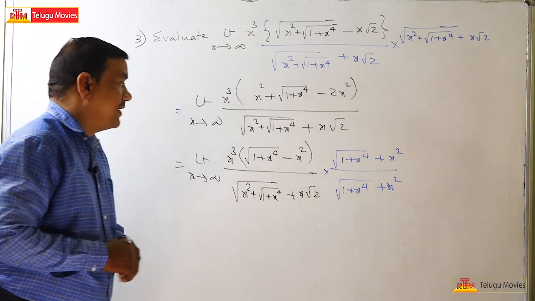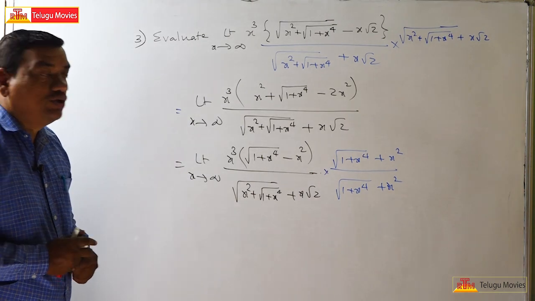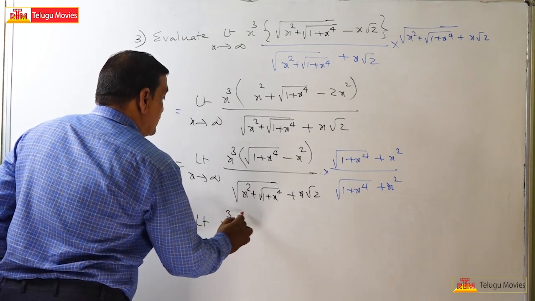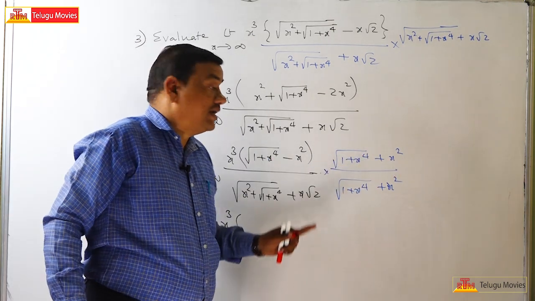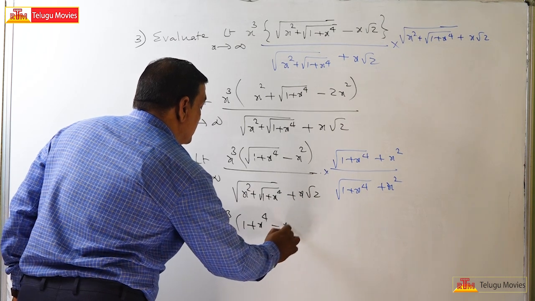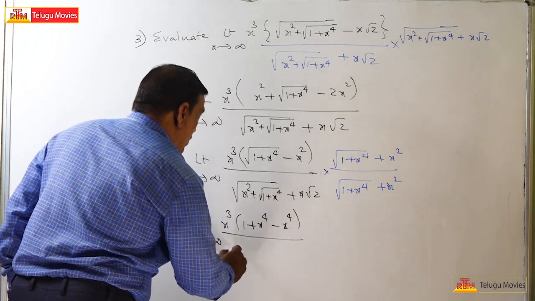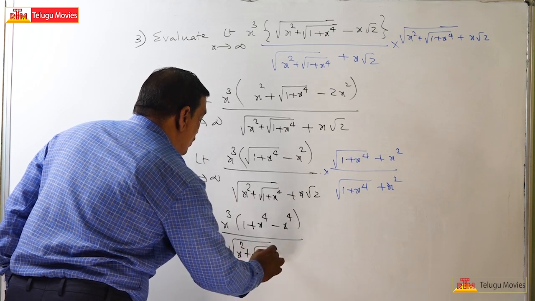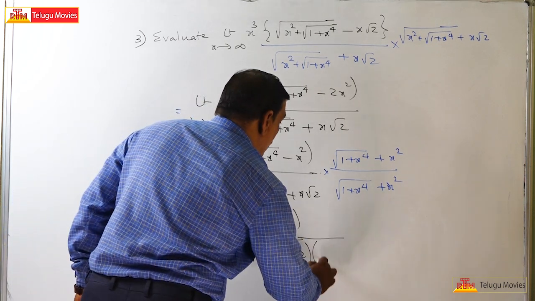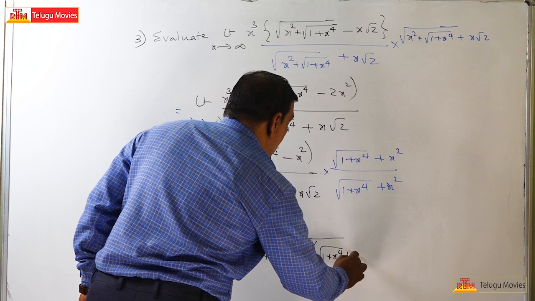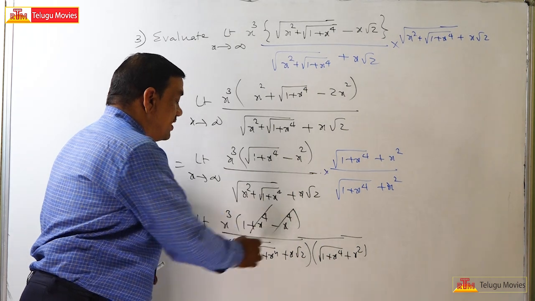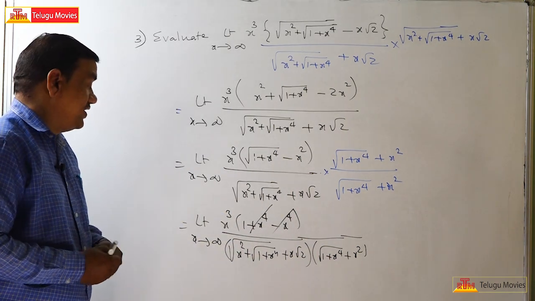Understand this? Again in the numerator, (a plus b) into (a minus b). So we will get the formula: limit x tends to infinity x cube into, a square minus b square, that is 1 plus x power 4 minus x power 4, divided by these two quantities: root of (x square plus root of 1 plus x power 4) plus x root 2, into root of 1 plus x power 4 plus x square. Any more cancellations? Clearly we can cancel plus x power 4 minus x power 4.